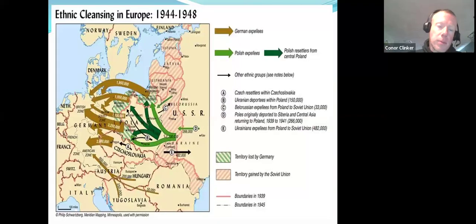Here's the map. All of the countries in between the Soviet Union and Germany, so Poland, Czechoslovakia, etc., every person who was genetically German, DNA-wise, was kicked out of the country. They had nothing to do, they didn't do anything, but their collective guilt, right? All Germans got to go. So they're all expelled out of all those countries and sent to Germany.